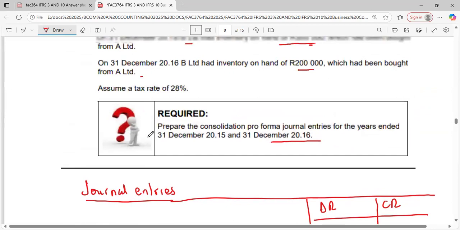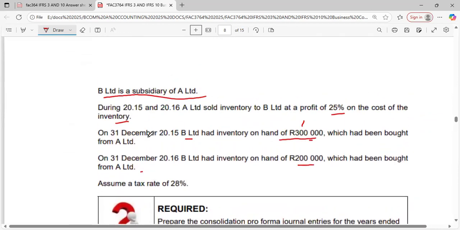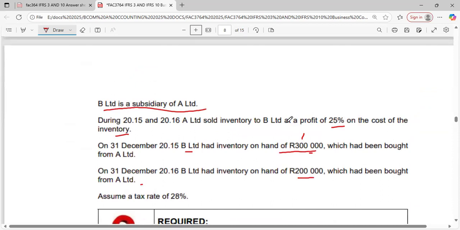What we want to do here, remember our consolidation rule says we eliminate unrealized profit. Unrealized profit arises from the inventory that is still within the group. So you can see here, B Limited is still holding inventory of 300,000. So which means there is an unrealized profit element in this 300,000. So we should take it out when we do our consolidation. So this is the journal that we want to do, to take out that unrealized profit on consolidation.